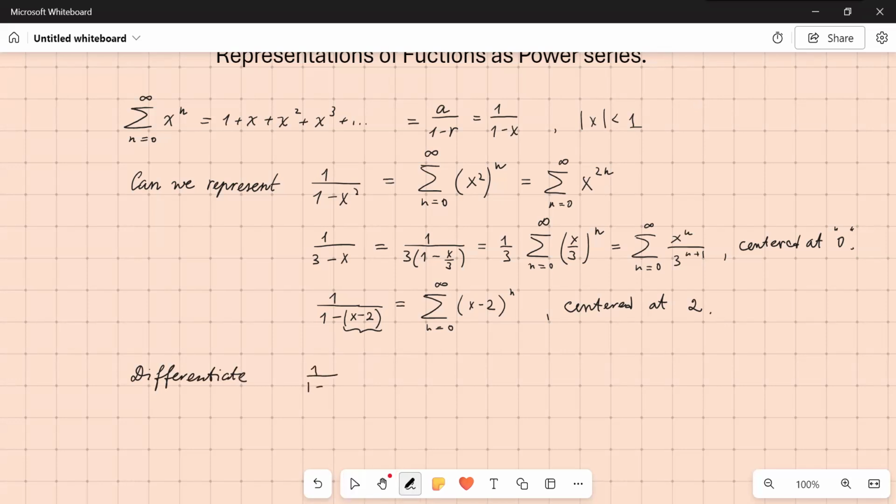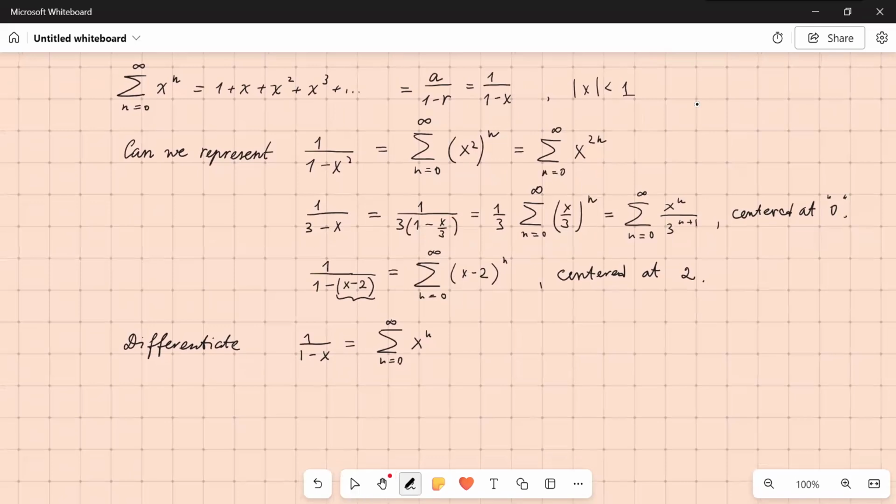So 1 over 1 minus x equals sigma x to the power of n, from 0 to infinity. How will we differentiate it? Well, here, we differentiate it just using standard rules of differentiation. It's 1 minus x squared, right? Because it was minus 1 like the power, and there is minus 1 from x, it's going to be plus 1. This minus is going to cancel.